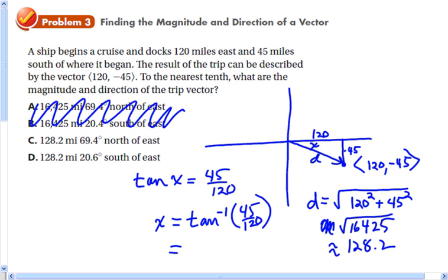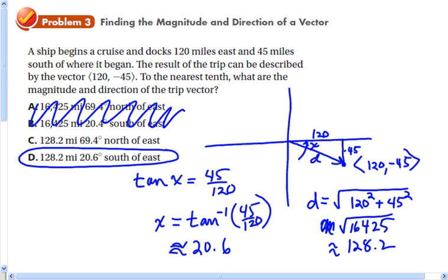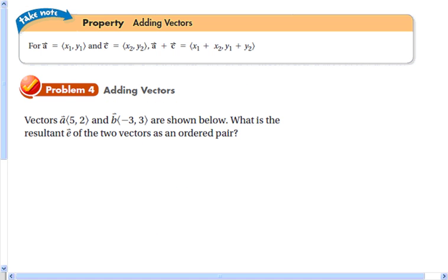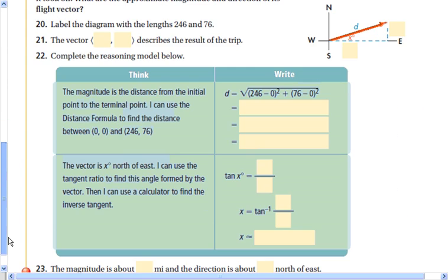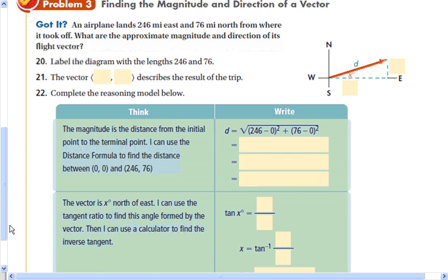Again, make sure your calculator is in degree mode when you do this. And if you do that, you should get about 20.6. So that is our choice, D. And it's south of east because that angle is right in here, which is on the south side of the x-axis, and it's east of the y-axis. All right. I'll let you try one of those. Go ahead and fill in the value, see if you get it right.